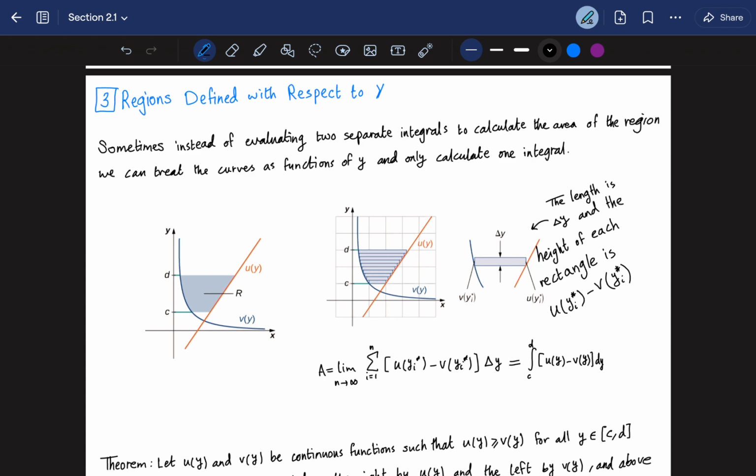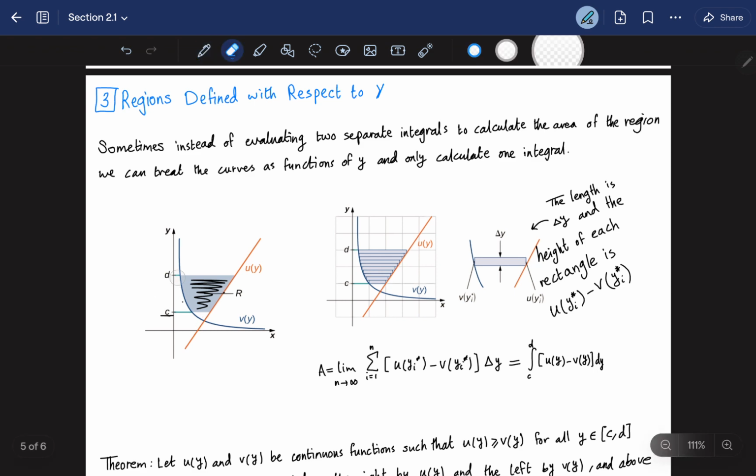So here I have these two functions, u and v. If I take that region R to be this, and I want to find the area of it, instead of doing upper minus lower, I'll do right minus left function on the interval from c to d. So if I'm evaluating this area, it only uses one integral.